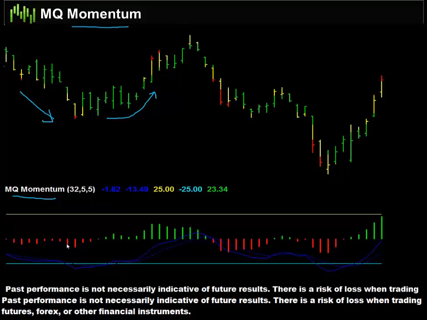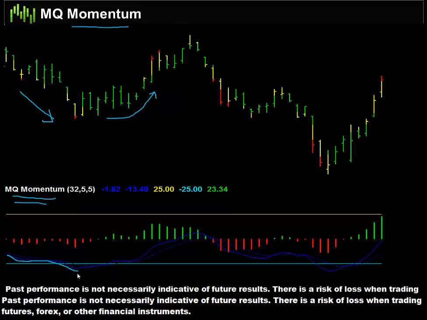Okay, this is very similar to a moving average convergence divergence indicator. You might know it as a MACD indicator, but MQ momentum is actually a proprietary indicator designed by Mark Helwig. Mark took components of his favorite momentum indicators and created a hybrid that kept the most important momentum factors together.